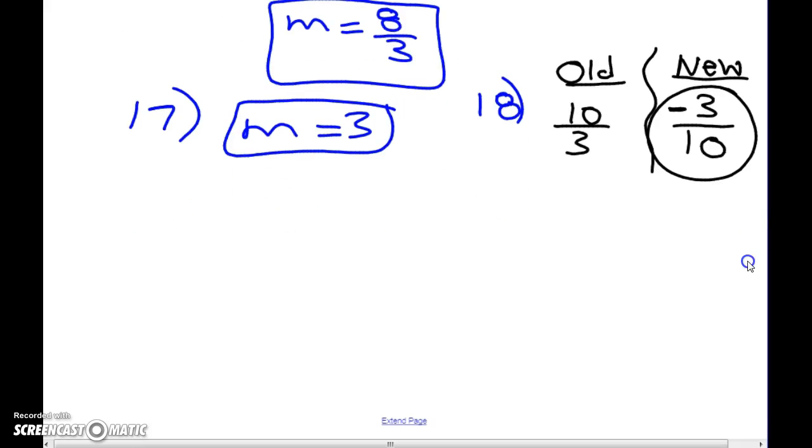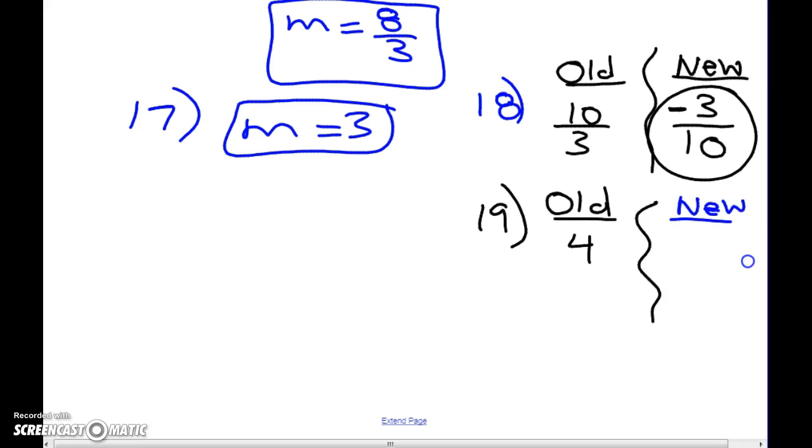And lastly, number 19, same directions. Just from looking at it, I can see that the old slope was 4. So that means my new slope is going to need to have the opposite sign, so I know it will be negative. And the reciprocal of 4 is 1 over 4. So that would be my new slope. If they asked me to go and write an equation, they'd have to give me a point, and they didn't, and that wasn't the instructions. That's what we did on problem number 9.